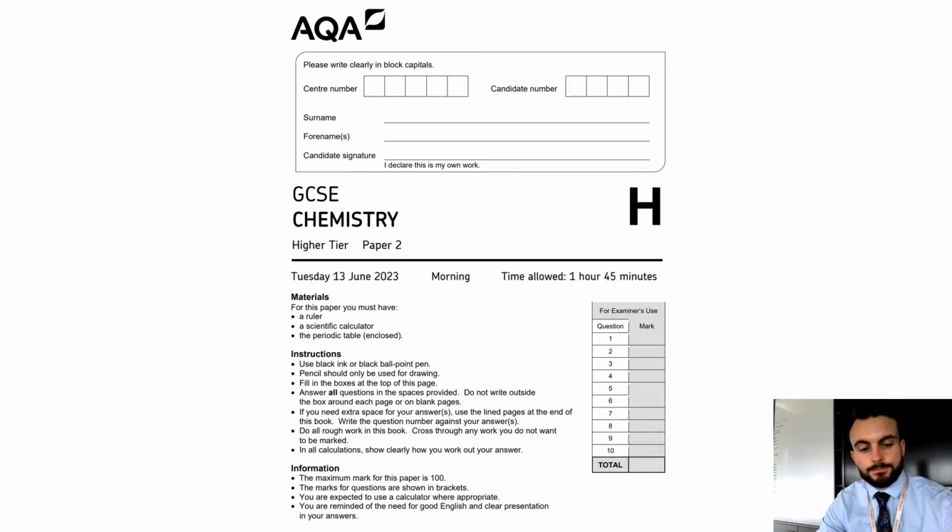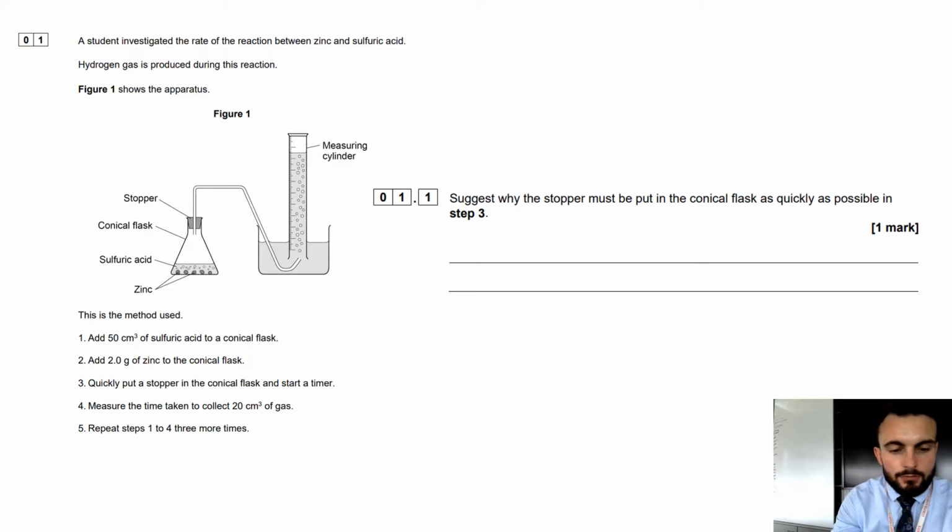So here we go. First question is about rates of reaction between zinc and sulfuric acid. Hydrogen gas is produced in the reaction. It shows you the setup, and there's the method. Suggest why the stopper must be put in the conical flask as quickly as possible in step 3.